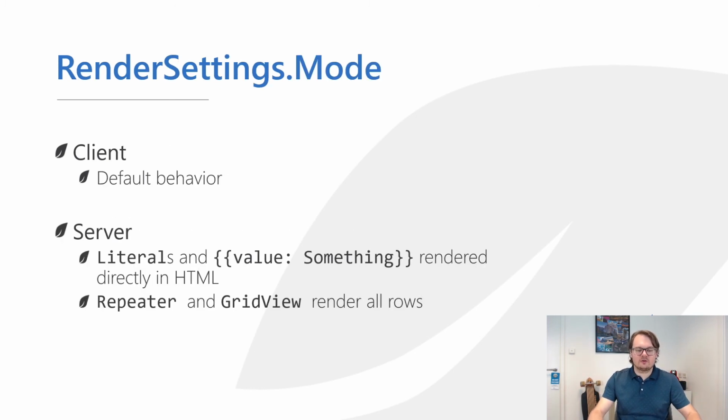And there is also a third option. Some controls support or have different behavior when the RenderSettings.Mode is set to server. So for example, if you use a literal or you use value binding to print out something in the page, these will also be rendered directly in the HTML. And repeater and grid view controls have special behavior: they will render all the rows, not only the template that is used in the client rendering mode. So these are two features you can use in public-facing web apps.